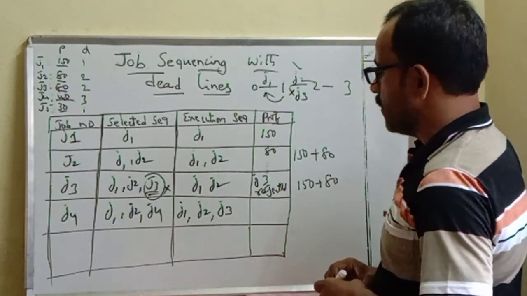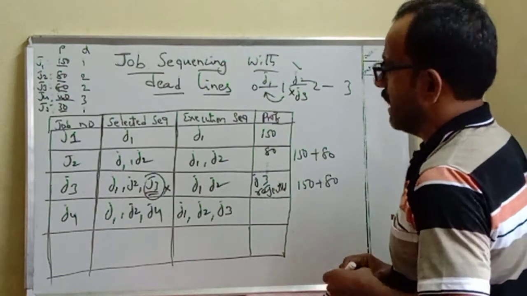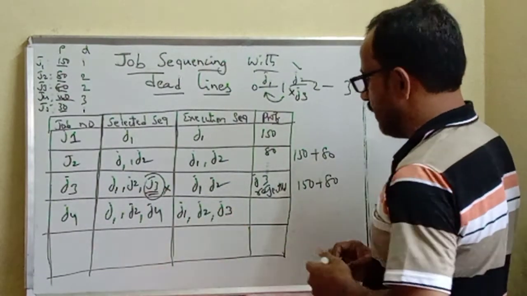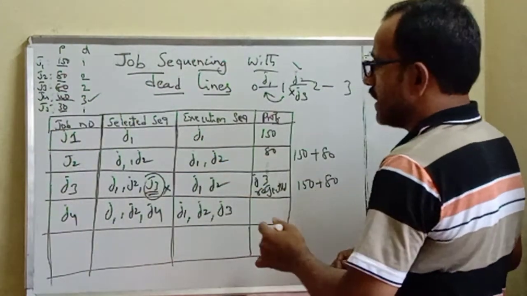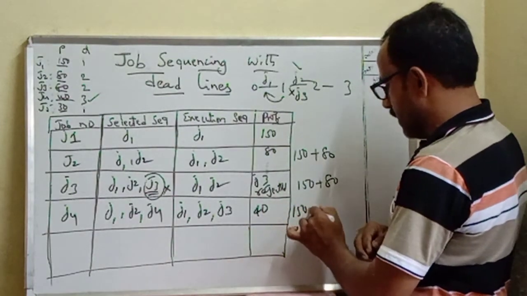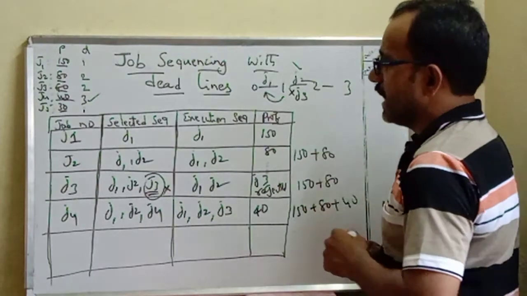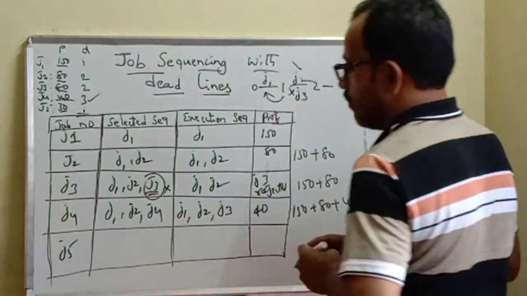Here we are supposed to execute the job at its latest time slot, meaning the last time slot. Then only we get the maximum profit. So if you execute J4 after J1 and J2, we get J4 profit 40. Up to this point I got a profit of 150 plus 80 plus 40. Anyway, J3 is rejected. Then what about the next maximum profit job? The next maximum profit is J5.